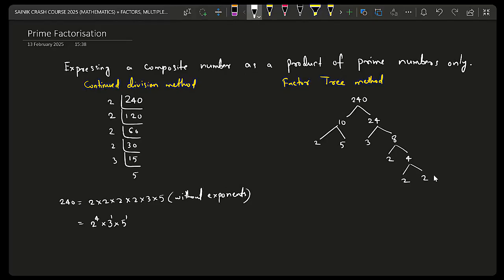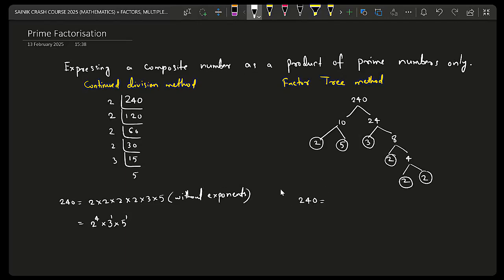So the final ends of the branches, not the intermediate numbers, you have to take only the final numbers, that is 2, 5, 3. At the end, they should be there 3, 2, 2, 2. So these are going to be the prime factors of the given number. So again, it's going to give the same answer, 240.